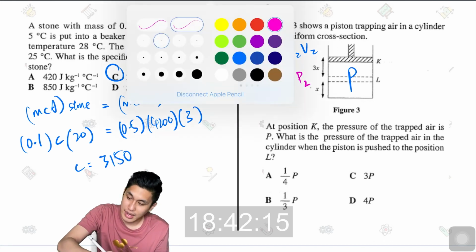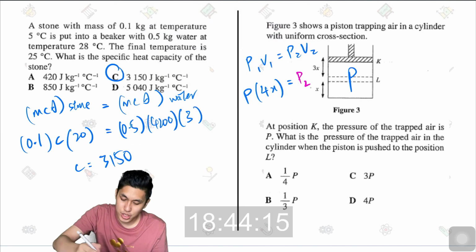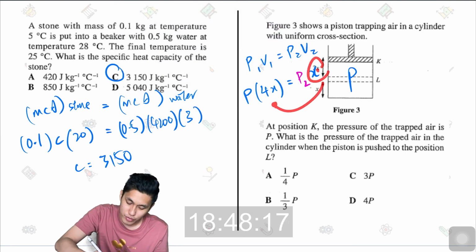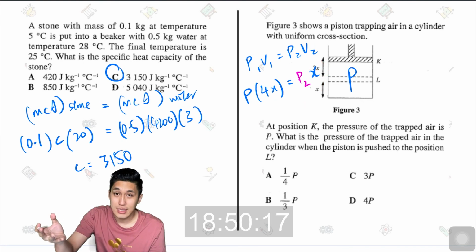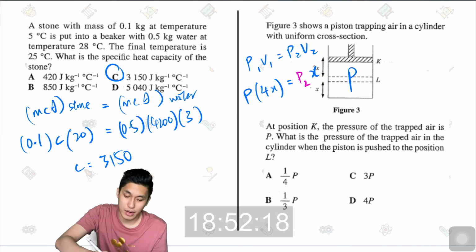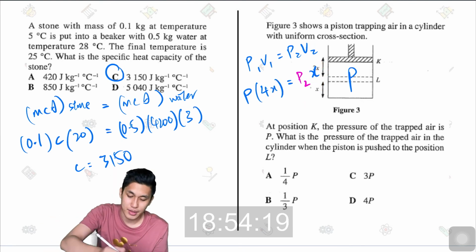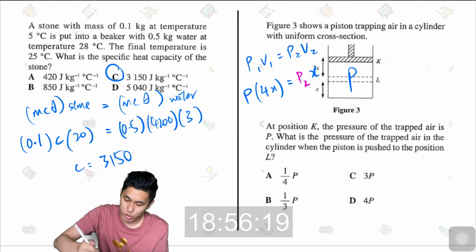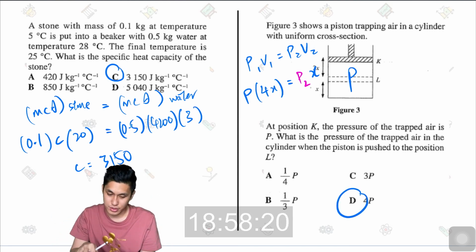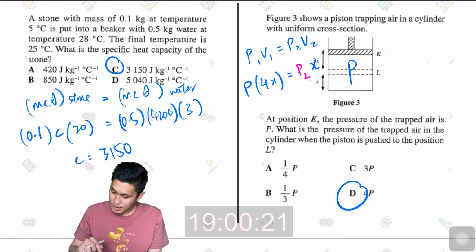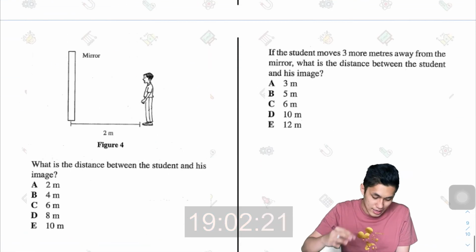And the volume at L, when you push it down, is only x. So bring this x over, I'll get 4P, right? Because x and x can cancel each other out. So PL equals 4P. So the answer is D. Okay. Oh, last one. Very good.